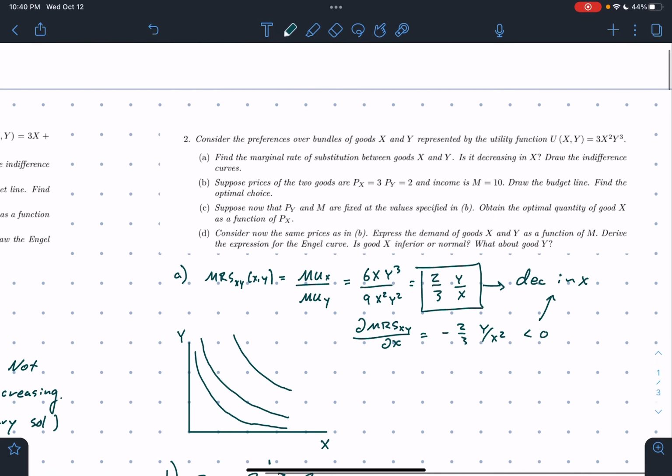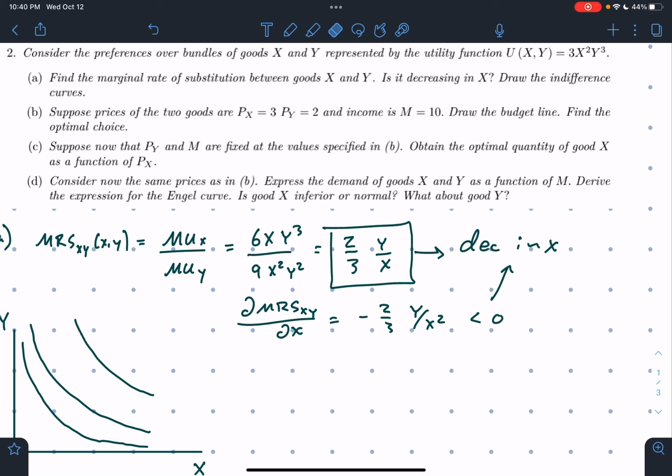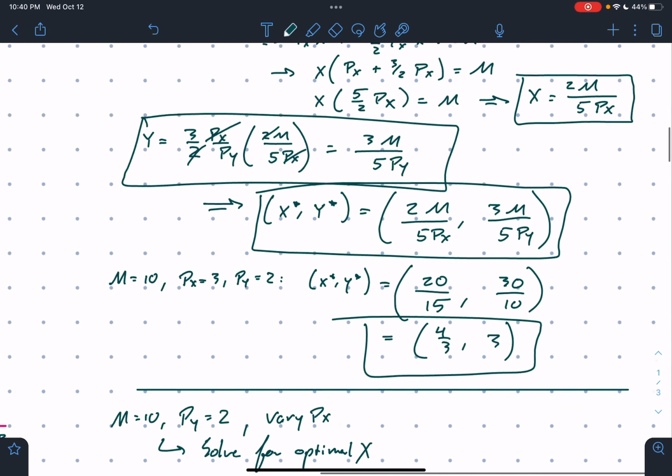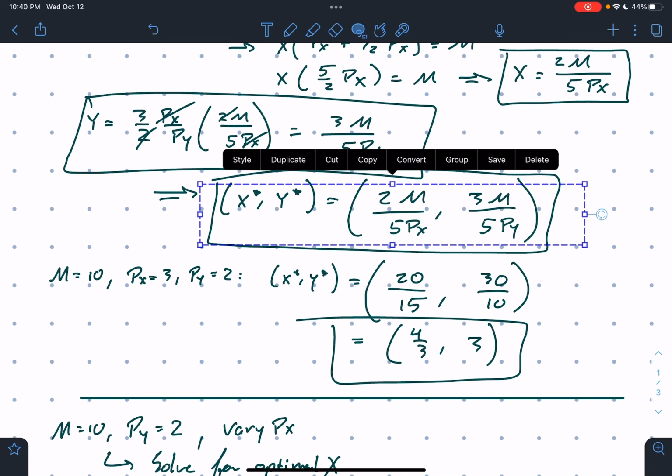Okay, now for part D, we want to consider the same prices as in B. So PX is equal to 3, PY is equal to 2. And we want to express the demand of goods X and Y as a function of M. Then we derive the expression for the Engel curve and determine if good X is inferior or normal, and the same thing for good Y. Again, we solved for the optimal X and Y right here, in terms of M and PY, so all we have to do in this next part of the problem is just plug in some values.